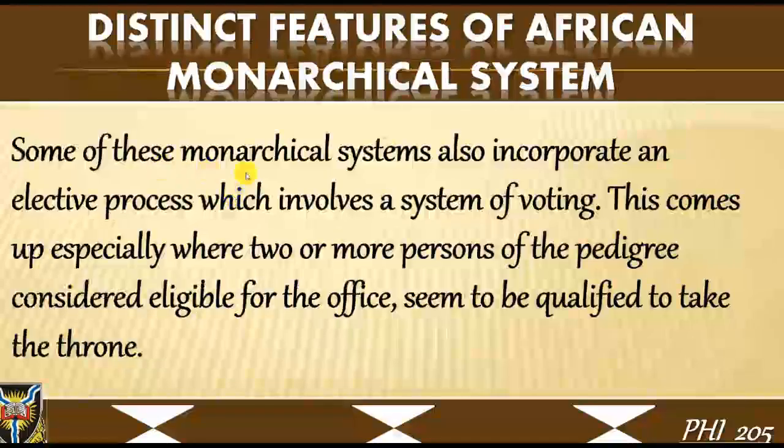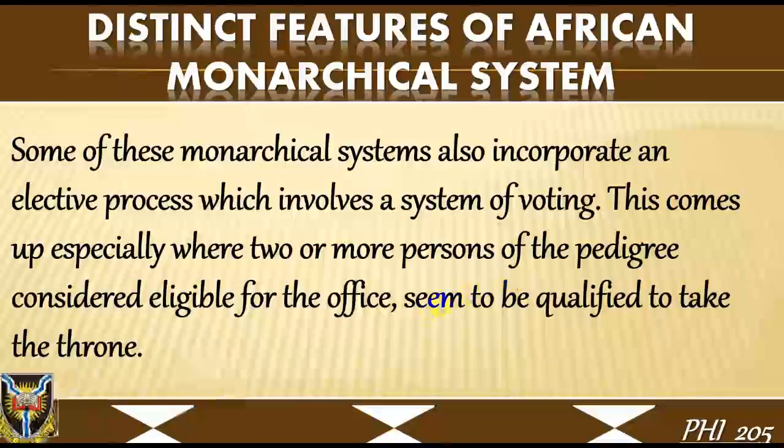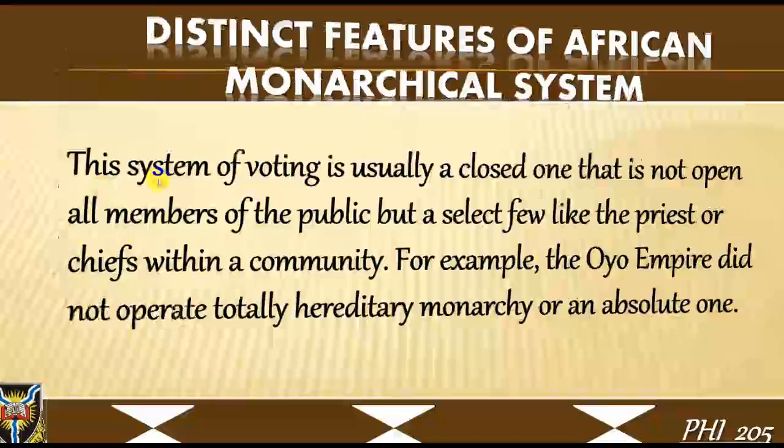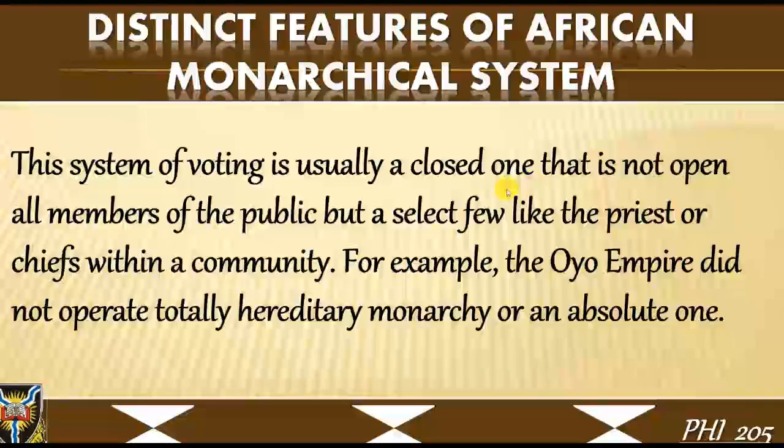Some of these monarchical systems also incorporate an elective process which involves a system of voting. This comes up especially where two or more persons of the same pedigree, considered eligible for the office, seem to be qualified to take the throne. This system of voting is usually a closed one that is not open to all members of the public, but a select few like the priest or chief within a community.